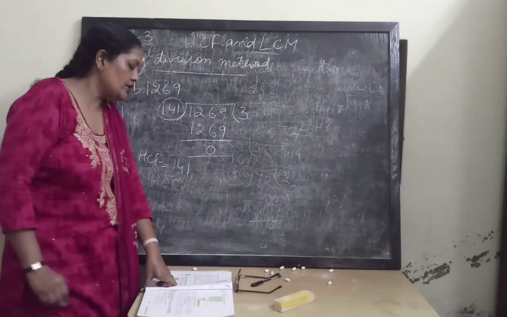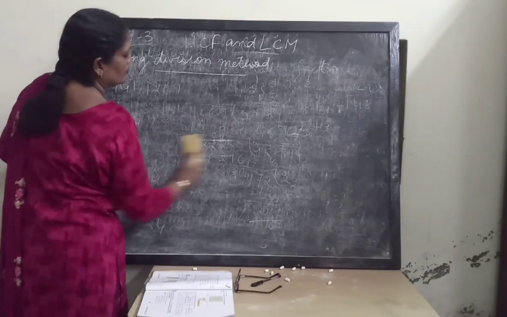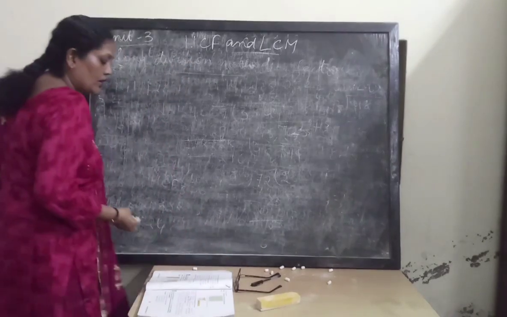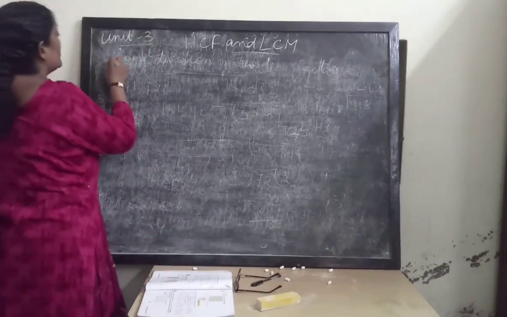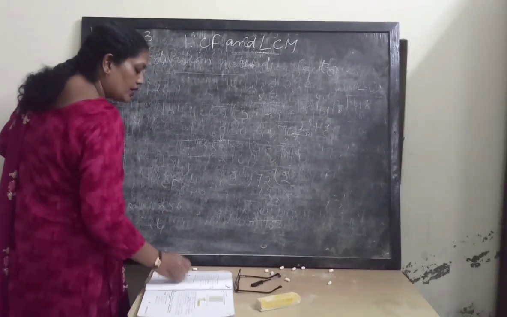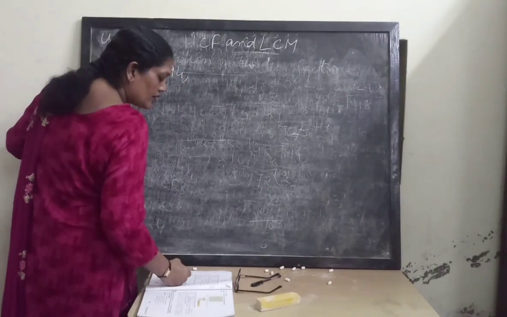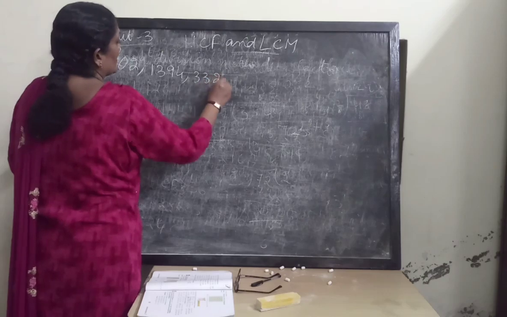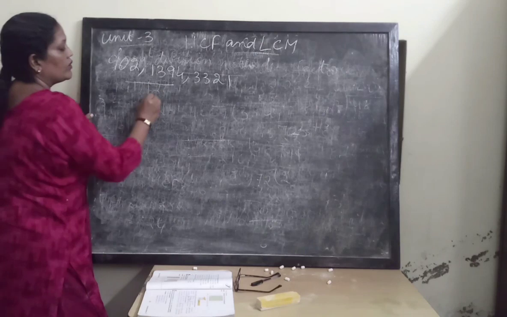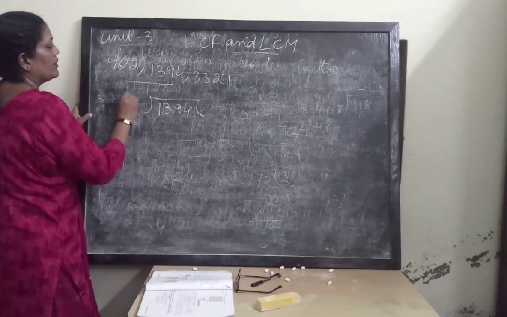Now if you are having 3 numbers, how to find the HCF by long division method for 3 numbers? See here, 902, then 1394, 3321. First take 2 numbers. Which is the bigger number? 1394. So that will be the dividend, and here the divisor will be 902.